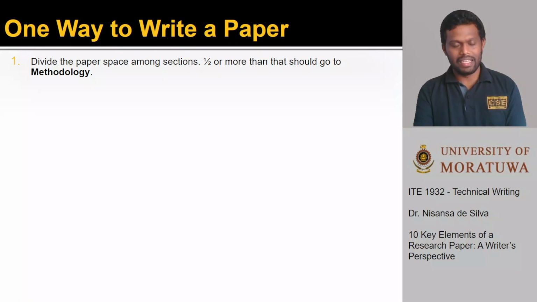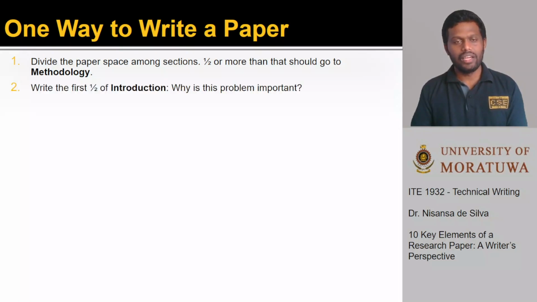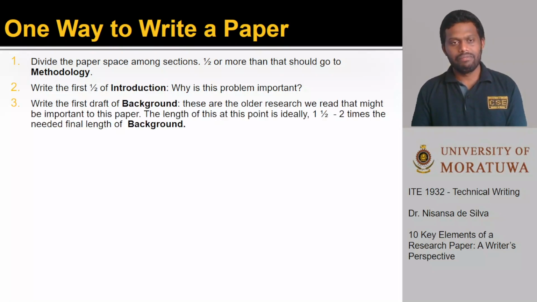So you first decide that, and then you can go ahead and write the first half of the introduction, explaining why this problem is important. Since you haven't done anything else yet, you cannot write the second half of the introduction talking about your solution. So you write the first half of the introduction. Next, you go ahead and write the first draft of the background. Here you are discussing all the research that would be important for this particular paper.